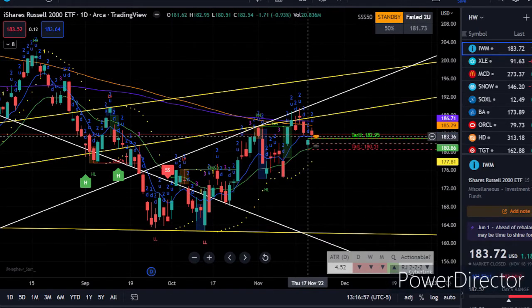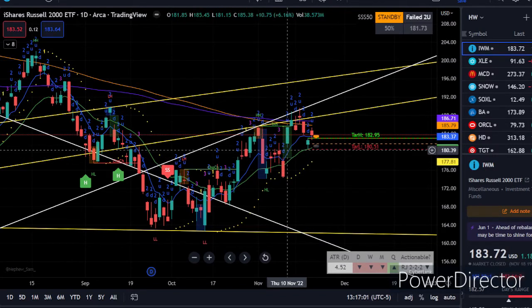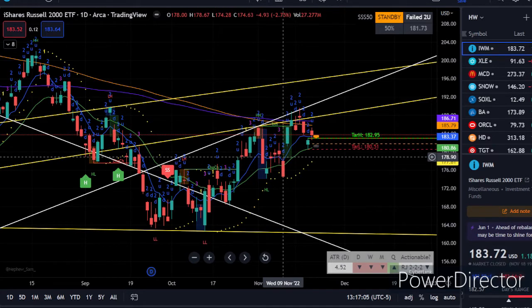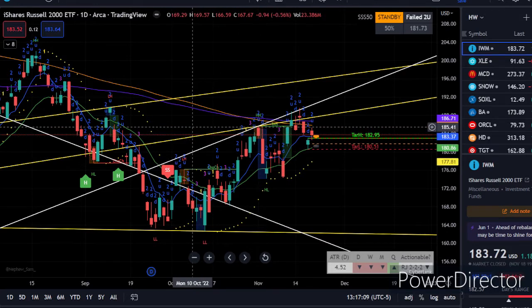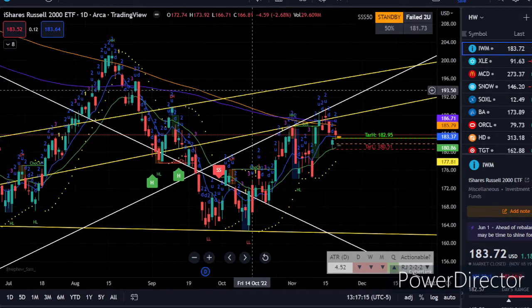The reason it's bounced here is because it took these folks out. It has a gap here. A lot of them have gaps that are unfilled to the downside and to the upside. So we got this gap here at 178, and then, oh no, this one was filled. There really aren't any to the upside.